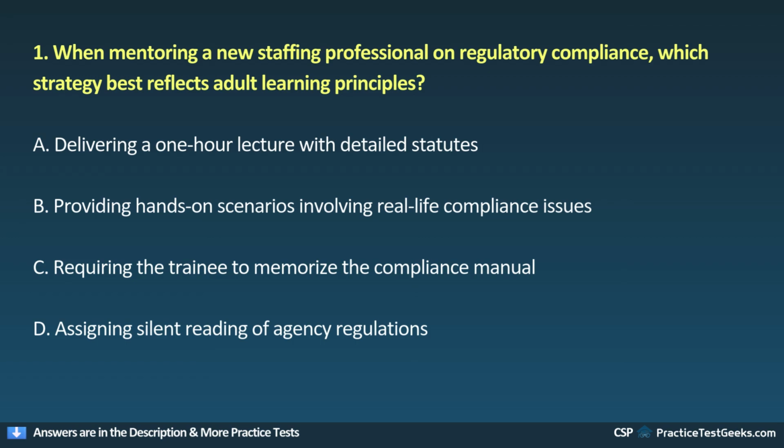1. When mentoring a new staffing professional on regulatory compliance, which strategy best reflects adult learning principles? A. Delivering a 1-hour lecture with detailed statutes. B. Providing hands-on scenarios involving real-life compliance issues. C. Requiring the trainee to memorize the compliance manual. D. Assigning silent reading of agency regulations.